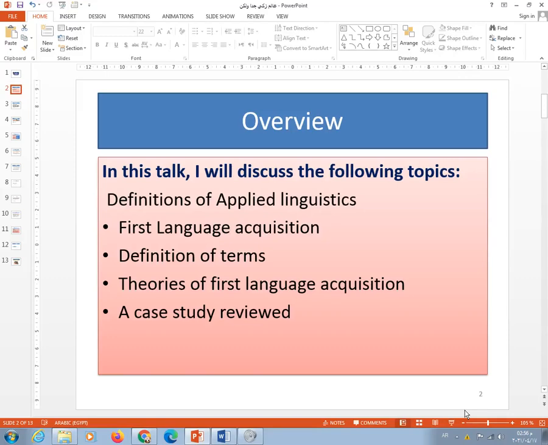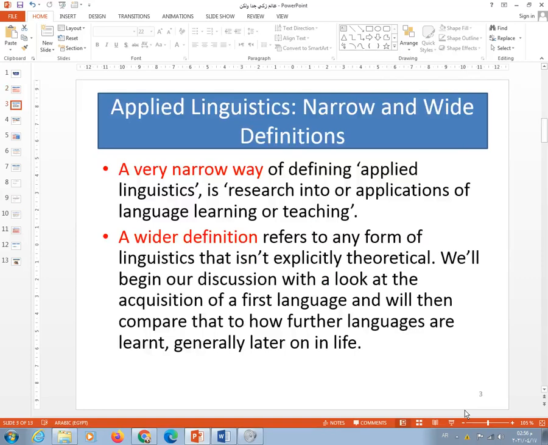First, applied linguistics. We have a lot of definitions for this term, and it's difficult to find an agreed upon definition. However, we can say that there are two main definitions for the term: a narrow definition and a wide definition. A very narrow definition of applied linguistics is that it is the research into or application of language learning or teaching. So the narrow definition confines it to the field of language acquisition, language learning, and language teaching, testing, and so on.